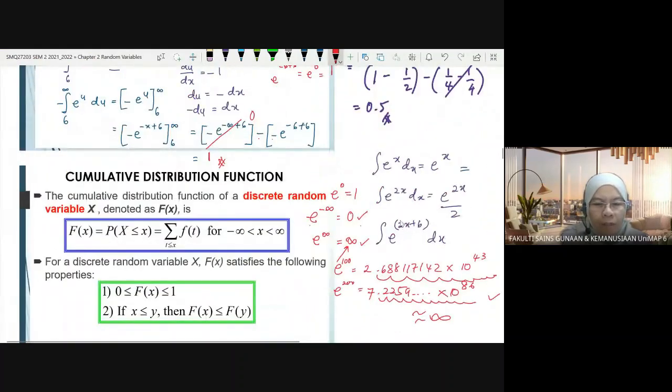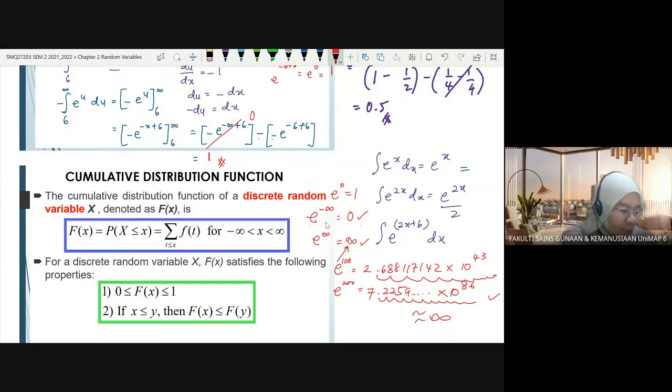Now, we have come to the second part of our last part for continuous probability distribution. As in the discrete probability distribution, we also have the cumulative distribution function. The same applies for the continuous random variable; we also have the cumulative distribution function for continuous.